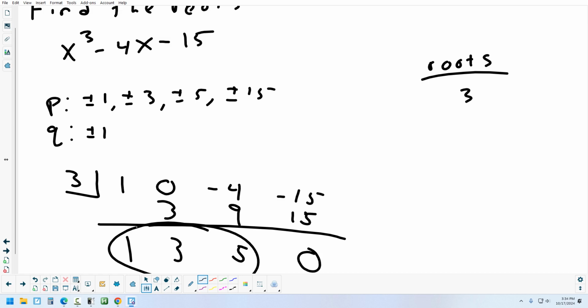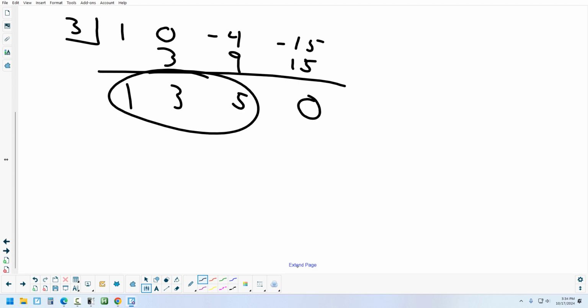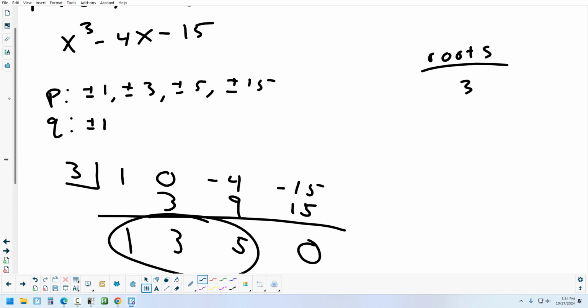When I write that out, what kind of polynomial is this now? Quadratic. It's x squared plus 3x plus 5. So now we're going to try to solve that. It doesn't look factorable. So what else can I do besides factoring? Would it be the quadratic formula? Yep. So we're going to have to do the quadratic formula to get the other 2 roots.